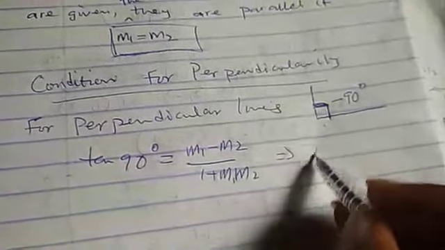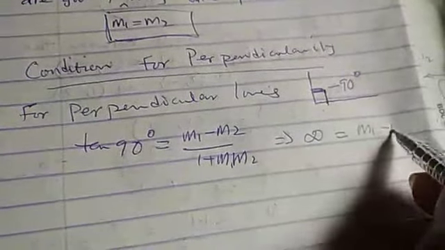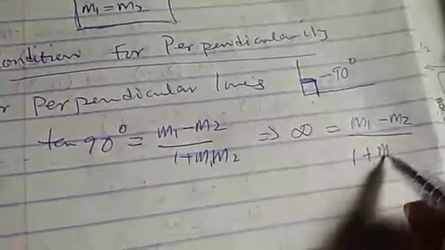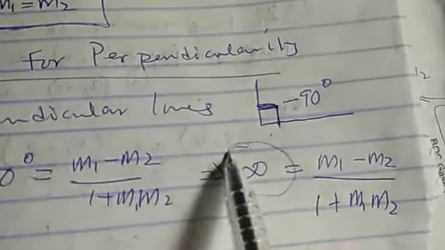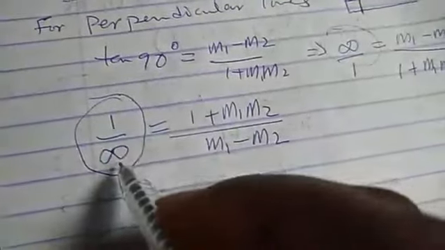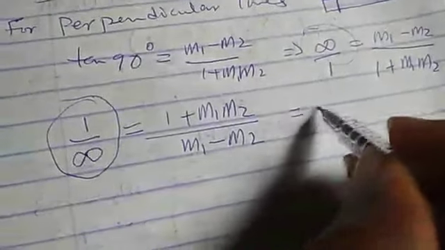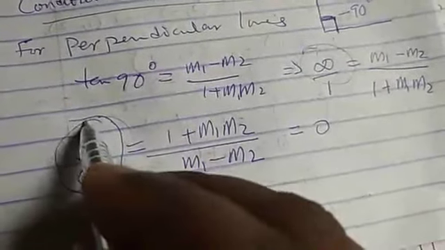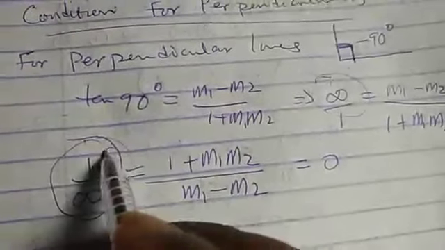So this will give me infinity equal to (m1 minus m2) over (1 plus m1 m2). Infinity is not a number. If I want to turn this infinity into 0, I will interchange it like this. I will say 1 over infinity equals (1 plus m1 m2) over (m1 minus m2). I have interchanged this again. But 1 over infinity simply means 0. This will be equal to 0. 1 over infinity is 0. That is the reason I want to interchange, so that I can get 0 here.